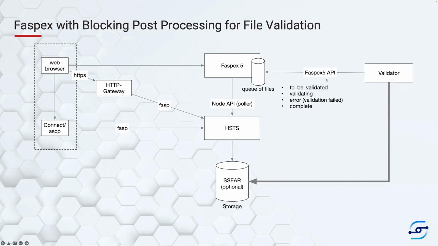Then there's going to be that Faspex 5 API that is going to be leveraged by a validator. As a validator coming from Aspera, you have the OTAV validator, which is a standalone package, a highly threaded, small-footprint and highly efficient validator. We can also use Orchestrator to validate, or anything leveraging that API. And that API is going to validate all of the files in that queue and will change the status of each file from to be validated to validating, and then error if there's a validation failure, or complete if the validation passed.